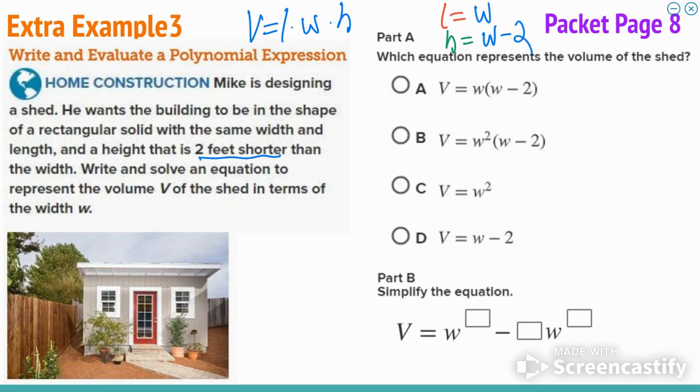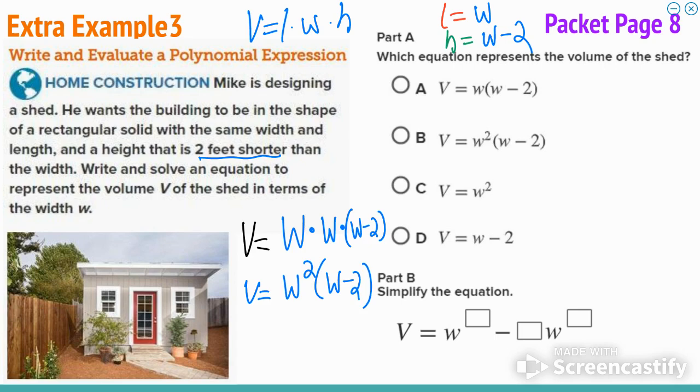So substituting all of those in, we have V is equal to, well, length. Instead of length, we're going to put W. And then instead of the H in height, we're going to put W minus 2. I guess I did L times H first. Let's do length times width. Length is W, and width is also W, so that's W times W. And then the height is going to be W minus 2. You guys understand that we have W squared here. W times W is W squared, times W minus 2. So that tells me my correct answer for that one would be B.